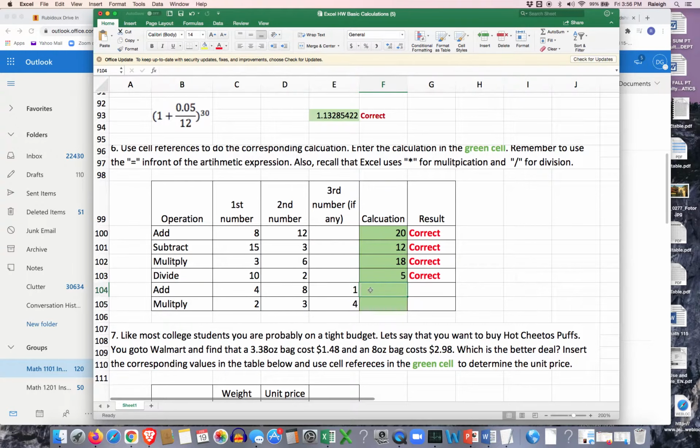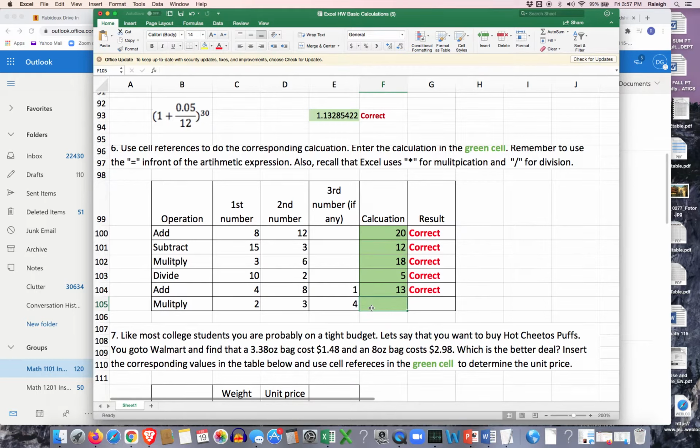Now we can add a string of numbers in row 104, so we'll take equals C104 plus D104 plus E104. Covers a lot of ground. Notice how the colors change from blue to red to purple. Let's hit return. And 4 plus 8 plus 1 is definitely 13.